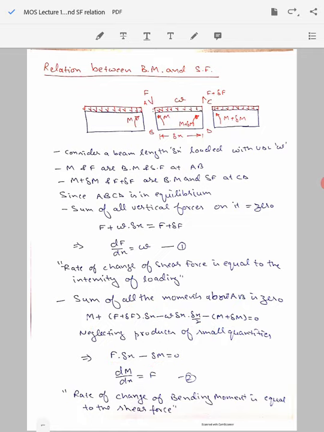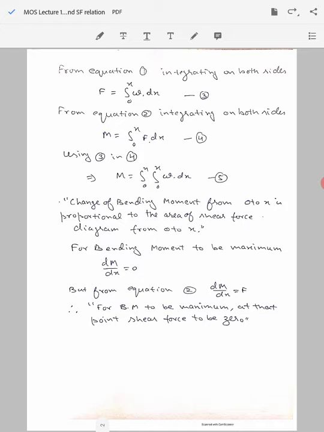Now let's do a little bit more mathematical manipulation. From equation 1, which says that dF by dx is equal to w, if we integrate equation 1 on both sides, it will give us that F is equal to the integration from 0 to x of w dx. What it tells us is that in order to calculate the shear force value, you take the applied load up to that point, and it will give you the shear force. That is what we have been doing so far in our previous numericals.